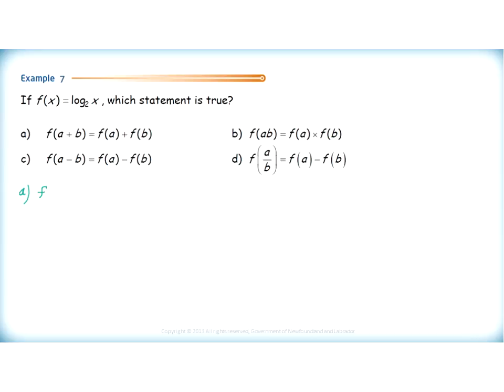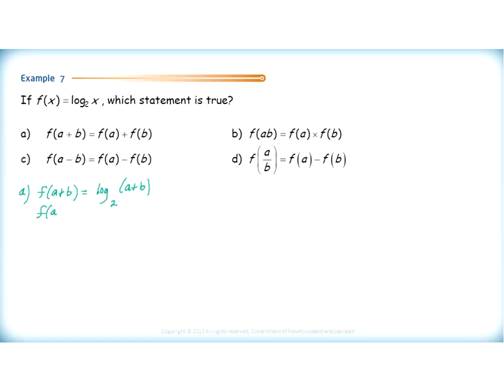So if we know that f of x is equal to the log of x to base 2, then f of a plus b must equal the log of a plus b to the base of 2. Right? Wherever there's an x, you will substitute in a plus b. So the log of x becomes the log of a plus b to base 2.